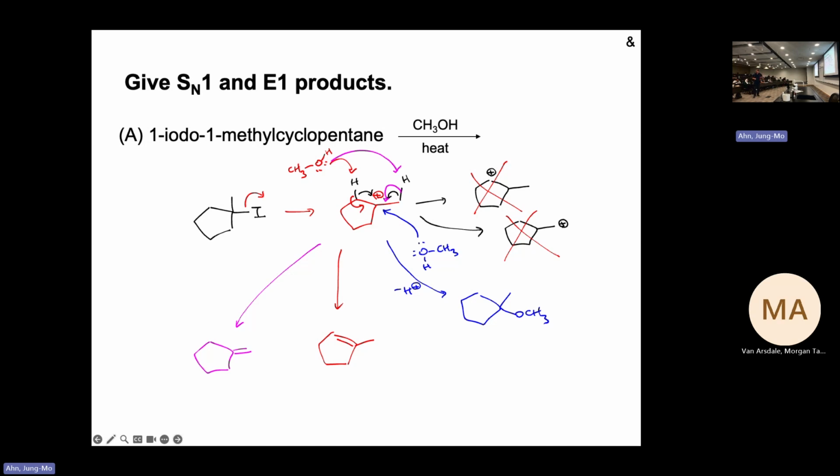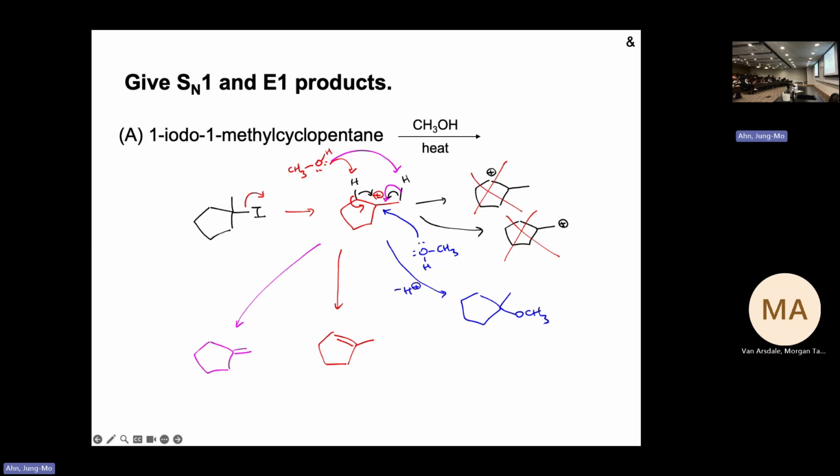So these are disubstituted double bonds. That double bond has 1, 2, 3 carbon substituents. It's a trisubstituted double bond, so that one's the most stable. So between those two, which one's going to be more stable? The more substituted double bond.